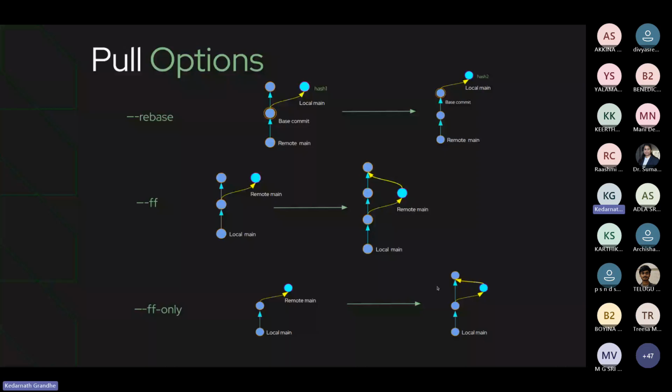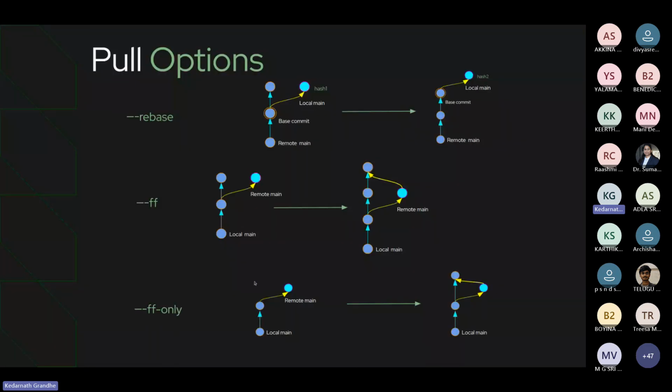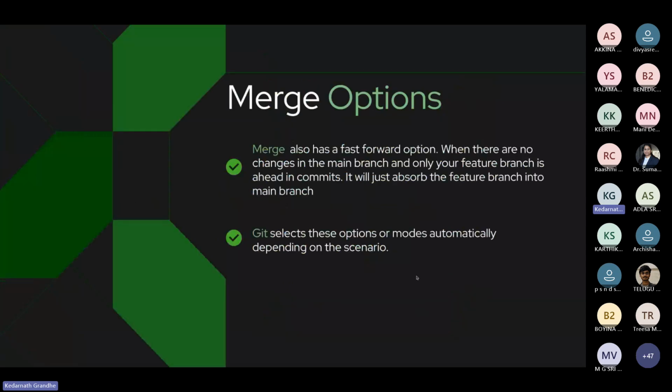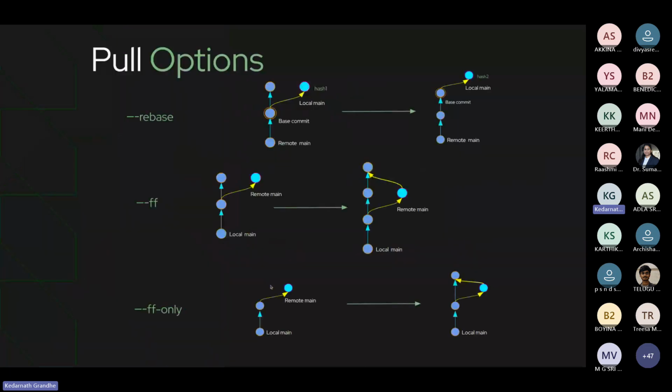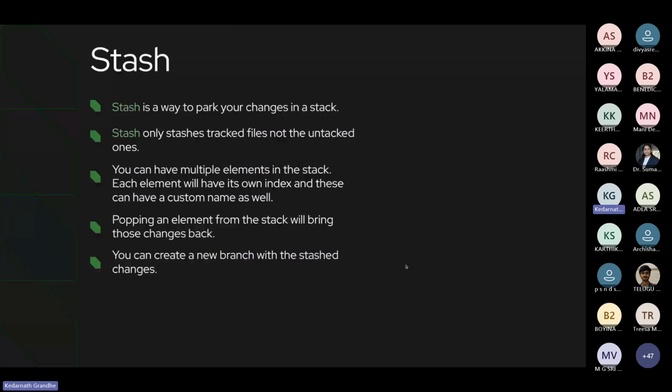Even in merge, there are fast forward options. You can do git merge --ff or --ff-only. When there are no changes in the main branch and your feature branch is ahead of the main branch in terms of commits, it will just absorb the feature branch into the main branch. That is git merge. So when you don't give these options, depending on the scenario, if there is a new change or if there is no new change, Git automatically chooses the option or mode based on the scenario.